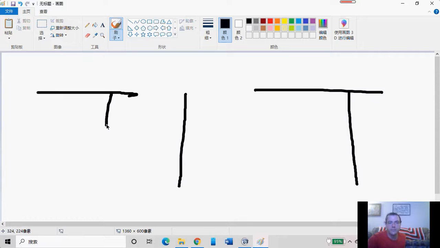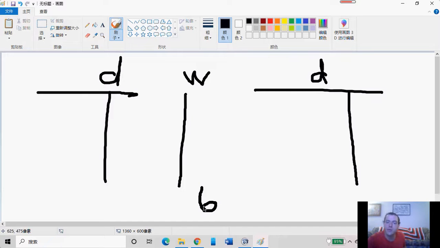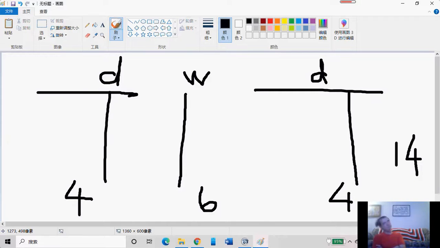So these are 3 letters. I'm writing sloppily, but you'll understand what I'm doing. So this is a D. This is a D. And this is a W again. So remember, this had a value of 6, right? And this has a value of 4. And this has a value of 4. Equals 14. That's David's name.